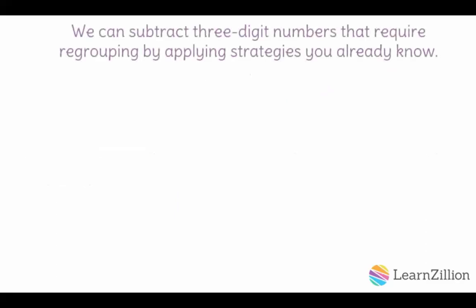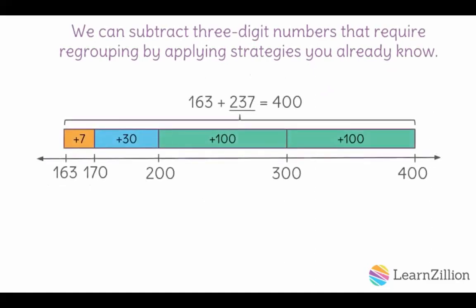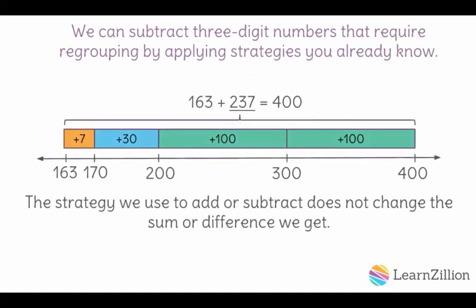We can subtract 3-digit numbers that require regrouping by applying strategies you already know. The strategy we use to add or subtract does not change the sum or difference we get.